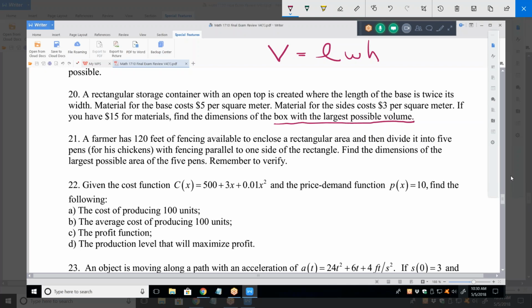So, a rectangular storage container with an open top is created where the length of the base is twice its width. Well, that means I can change this to make it 2W times W times H, right? Mm-hmm. Okay. Material for the base costs $5 per square meter. Material for the sides costs $3 per square meter. If you have $15 for materials, what is the biggest box you can build?